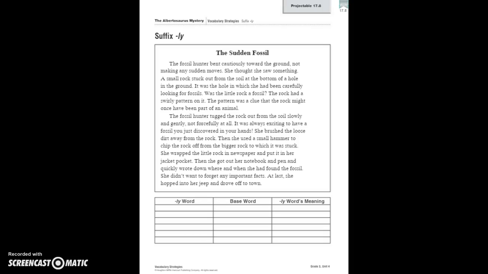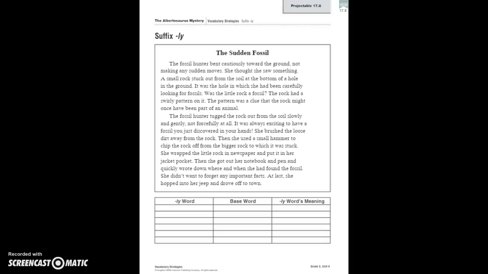Was the little rock a fossil? The rock had a swirly pattern on it. The pattern was a clue that the rock might once have been part of an animal. The fossil hunter tugged the rock out from the soil slowly and gently, not forcefully at all. It was always exciting to have a fossil you just discovered in your hands.